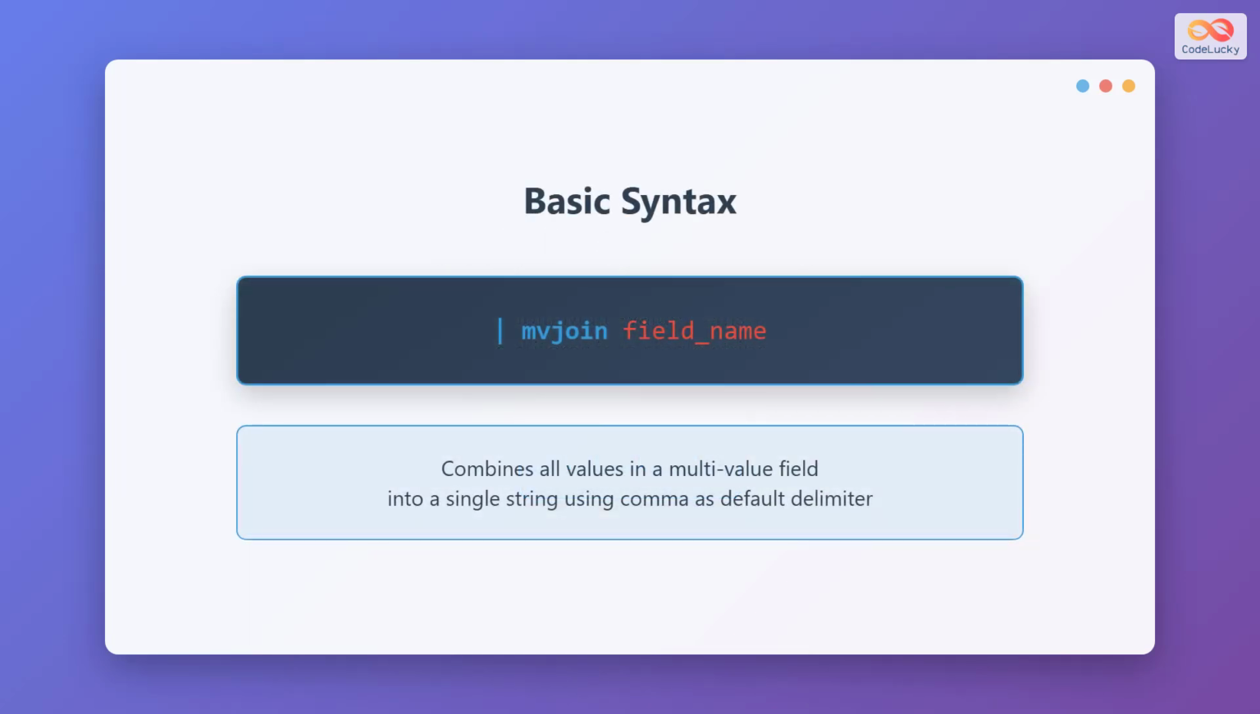The basic syntax for the mvjoin command is straightforward. You start with the pipe symbol, followed by mvjoin, and then specify the field name that contains the multi-value data you want to join. The pipe symbol indicates this is a search processing language command that will be applied to your search results. The field name parameter tells Splunk which specific field in your data contains the multiple values that need to be combined. When no additional parameters are specified, mvjoin uses its default behavior to concatenate all values in the specified field.